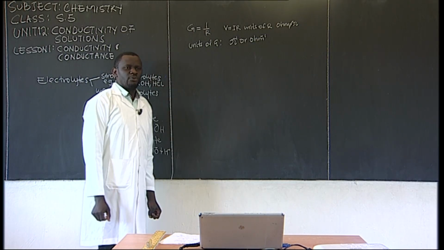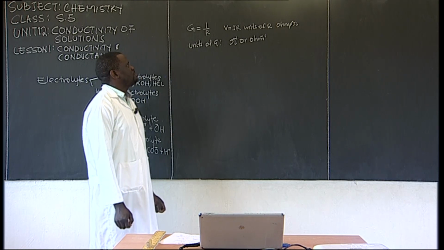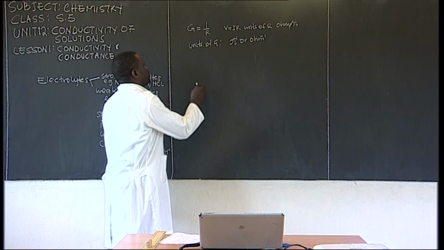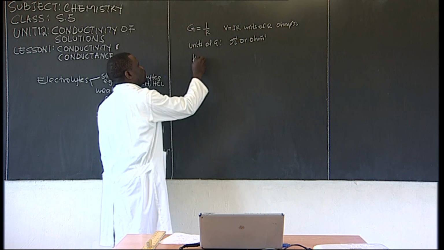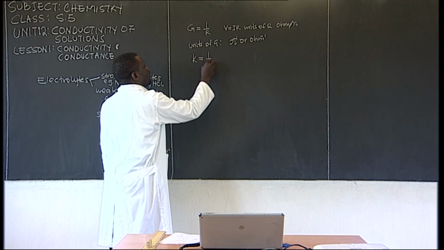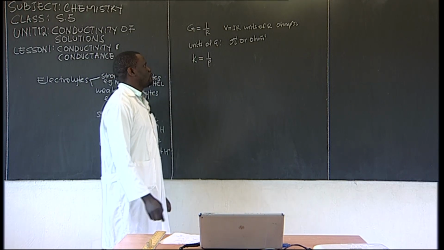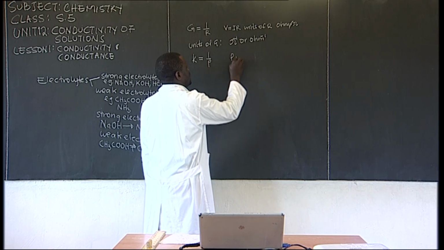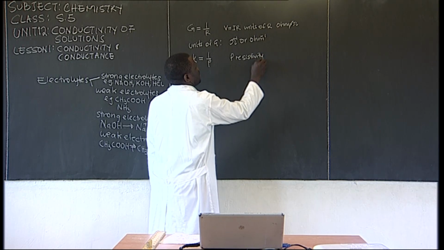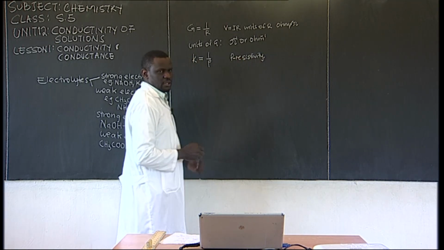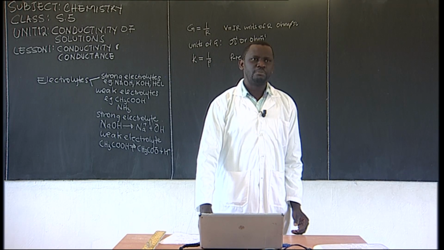Then we are also going to define conductivity, or specific conductivity, in terms of its mathematical definition. We are going to give conductivity the letter K, or we call it kappa, which is equal to the reciprocal of what we call resistivity. So this one here, we call it resistivity. In our next discussion, we are going to look at the relationship between G and K.